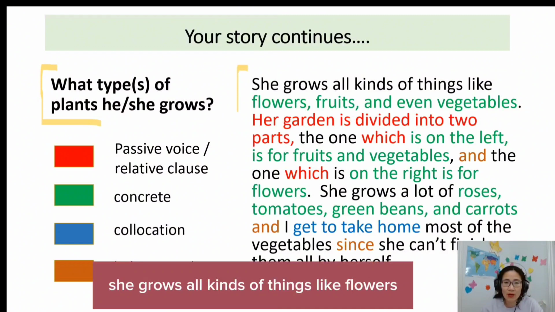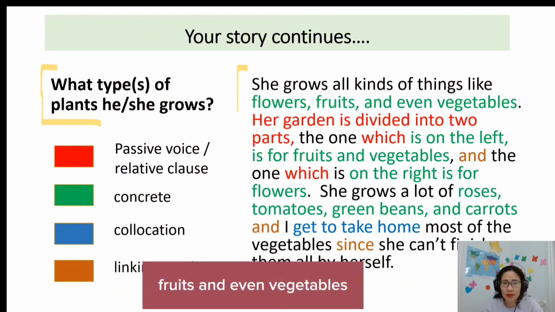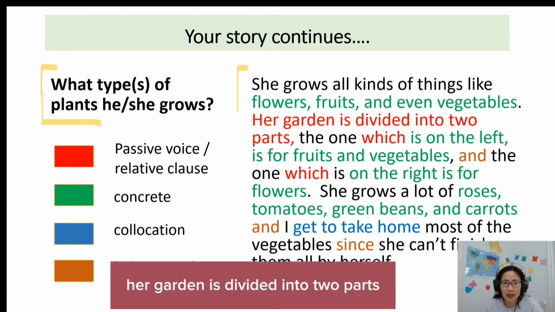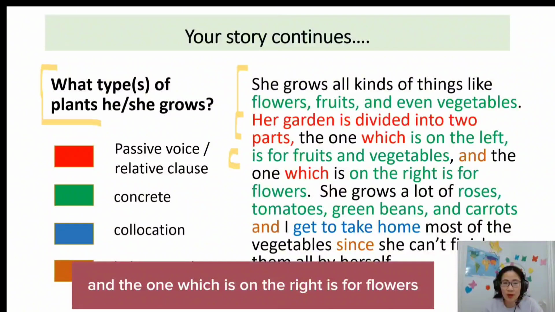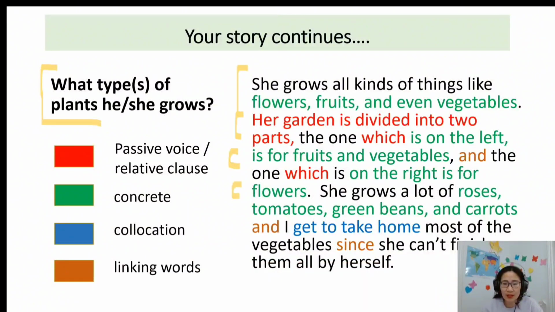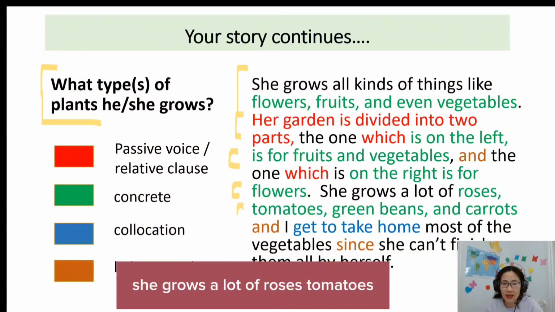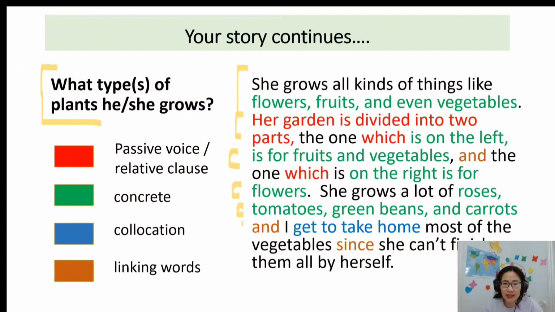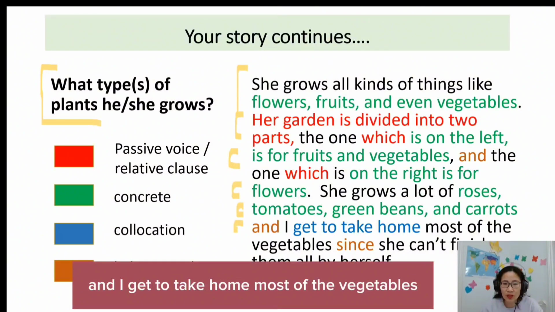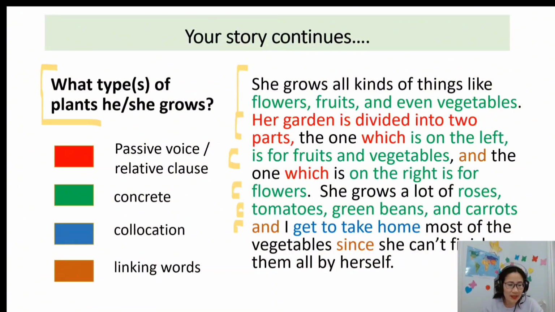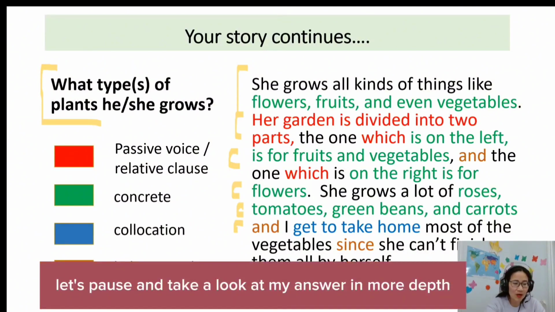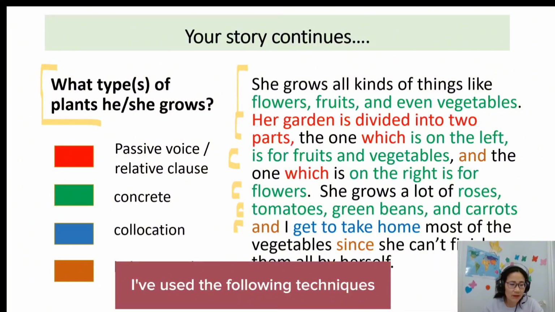She grows all kinds of things like flowers, fruits, and even vegetables. Her garden is divided into two parts. The one which is on the left is for fruits and vegetables, and the one which is on the right is for flowers. She grows a lot of roses, tomatoes, green beans, and carrots, and I get to take home most of the vegetables since she can't finish them all by herself. Let's pause and take a look at my answer in more depth. I've used the following techniques.